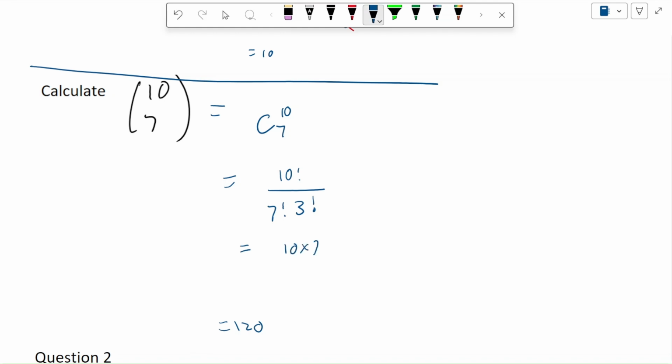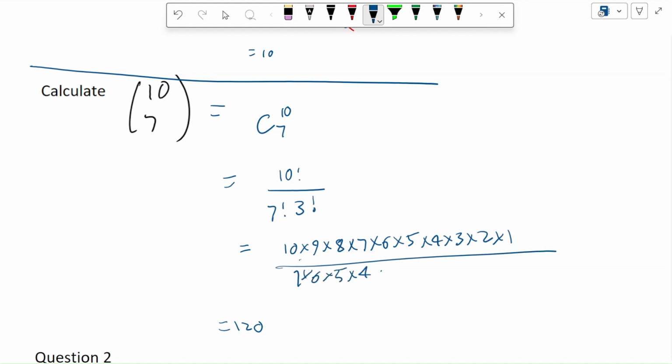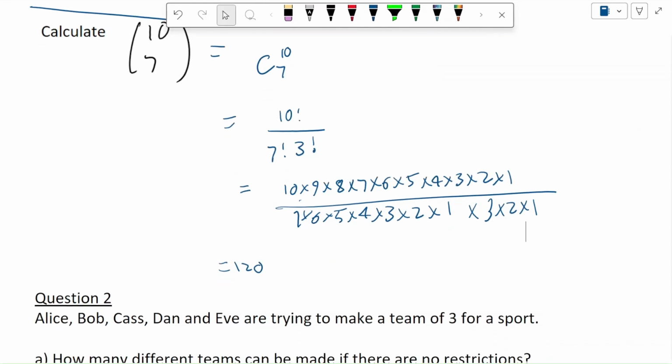So it's 10 times 9 times 8 times 7 times 6 times 5 times 4 times 3 times 2 times 1. Horrible. And then 7 factorial is 7 times 6 times 5 times 4 times 3 times 2 times 1. And then 3 factorial is 3 times 2 times 1. Now again, that would be a horrible, nasty thing to calculate, except the 7 factorial cancels off with the 7 factorial, and then the whole thing's really simple.